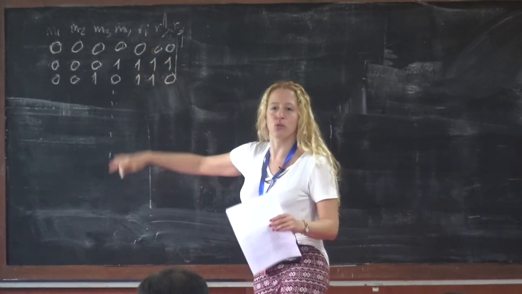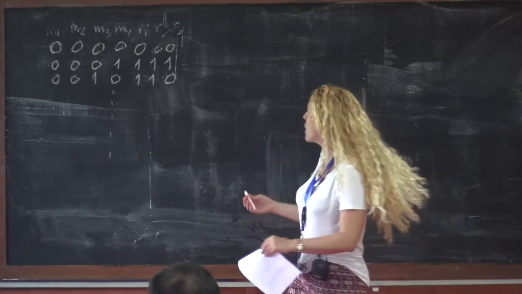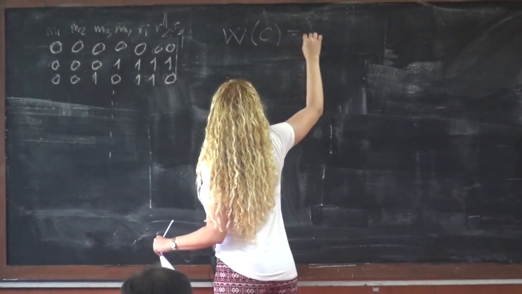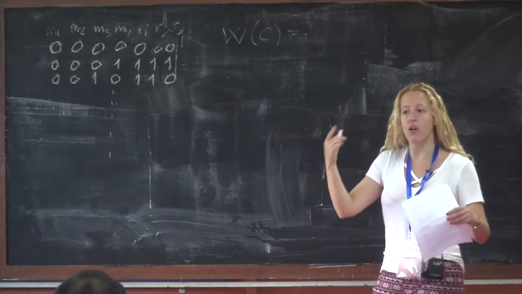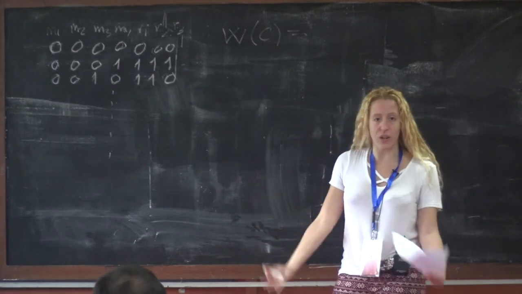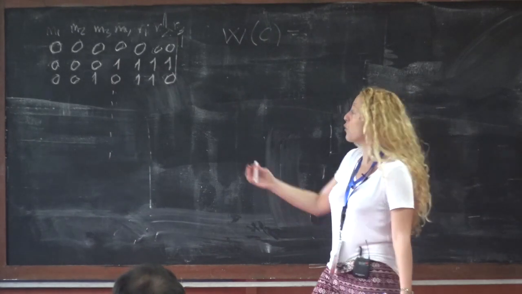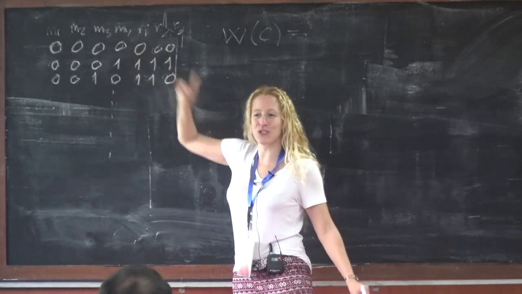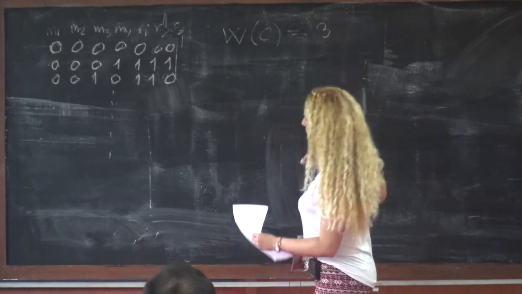But imagine that you write all of them, all the words of the code. I recall that the weight of the code is the smallest weight of a non-zero word. If you look at all of them, you can check that the minimum weight is equal to 3, attained for instance by this word. The first one is everything 0, so you don't count it. So the minimal weight is equal to 3.